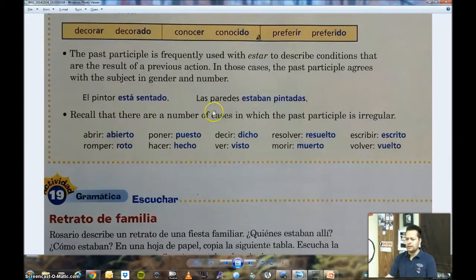All right. Take a look at the next example. Las paredes, the walls, estaban pintadas. They were painted. Look at this. It's pintadas. It's not pintado. It's not pintada. It's not pintados. Pintadas. Why? Because las paredes, feminine, plural. Your participle word has to be feminine, plural. It's all got to match up in Spanish. All right.